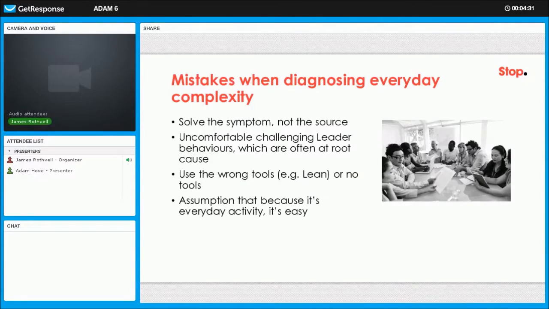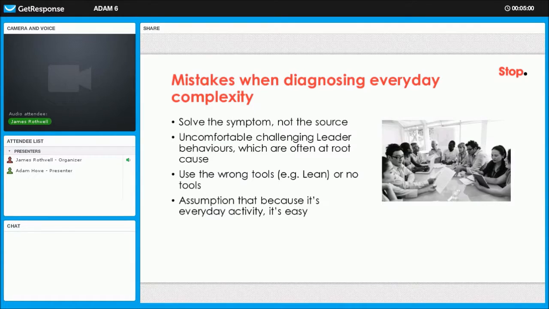We thought it would be quite useful to very quickly share some common mistakes that we've seen when diagnosing everyday complexity. Unguided, the majority of organizations and their people do not diagnose complexity properly. And on the slide in front of you, you've got four common mistakes that we've seen fairly frequently.